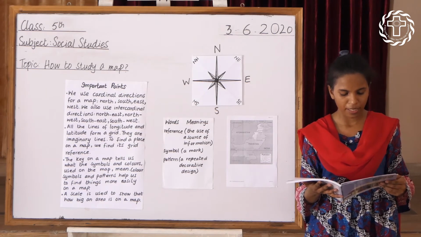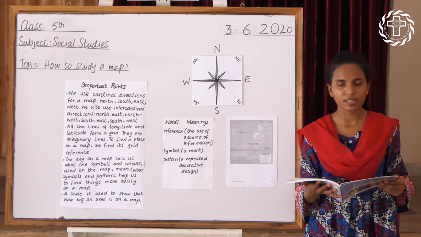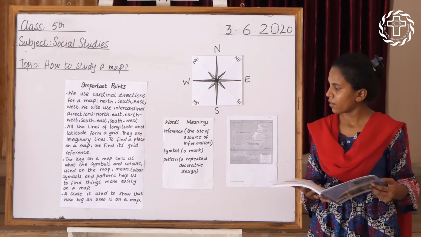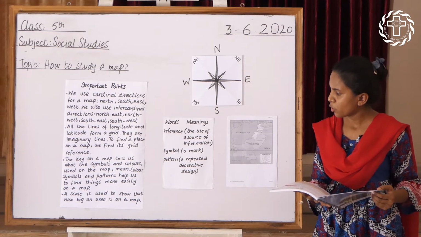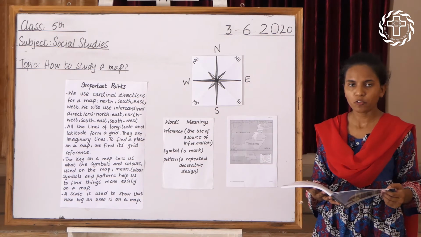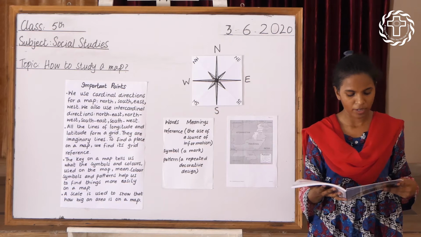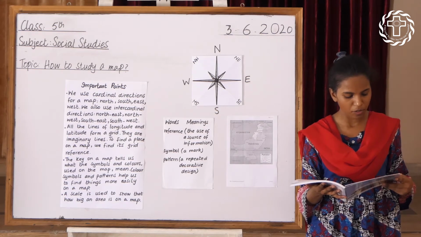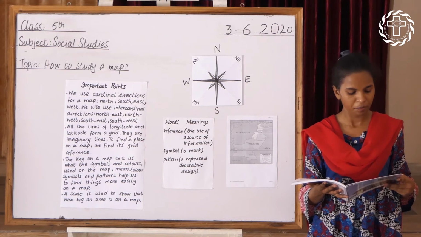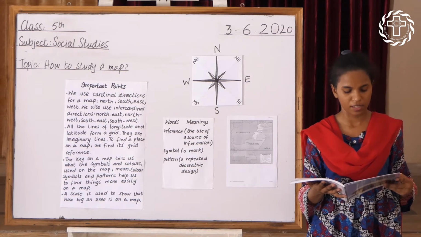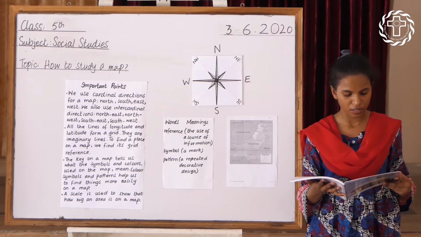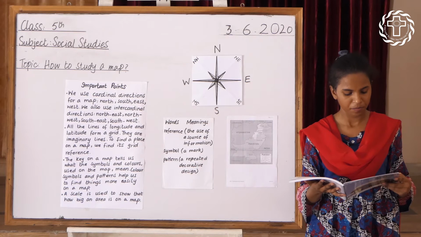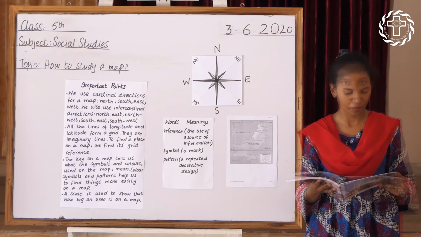To find a place on a map, we find its grid reference. Reference means the use of a source of information. For example, Karachi is located at almost 25° north and 67° east. This means it is 25° north of the equator and 67° east of the prime meridian.